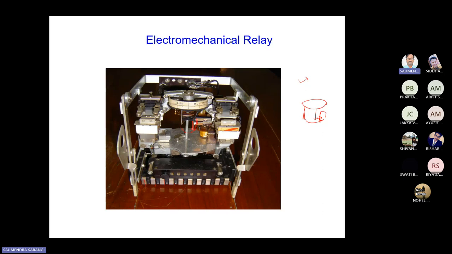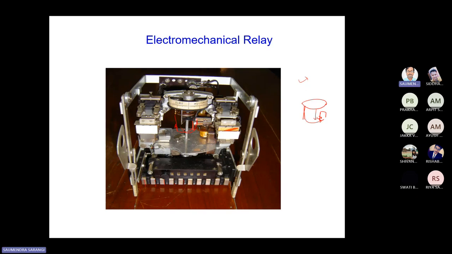So now you see, either you may put it here. So when it is kept at this point, what will happen? It will take more time to rotate and touch this one. So in this case, it is taking more time. How can it be controlled?